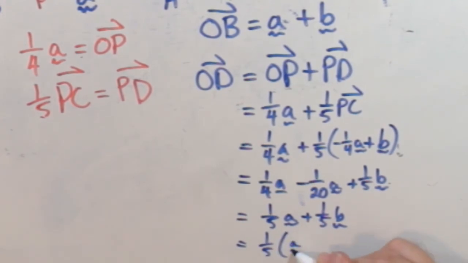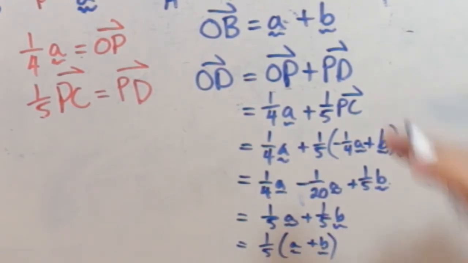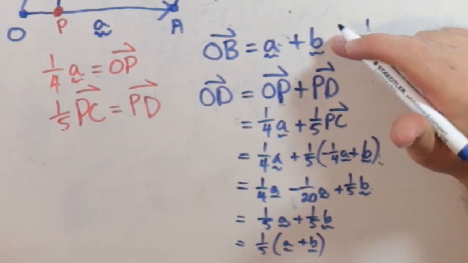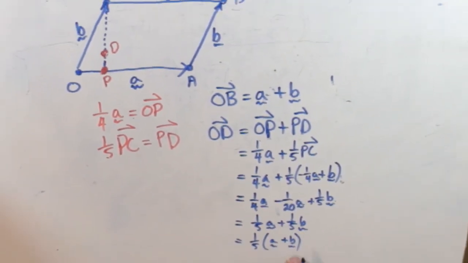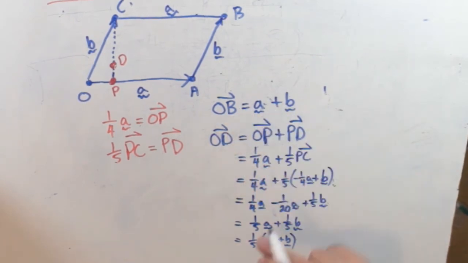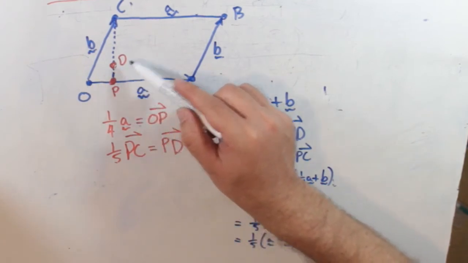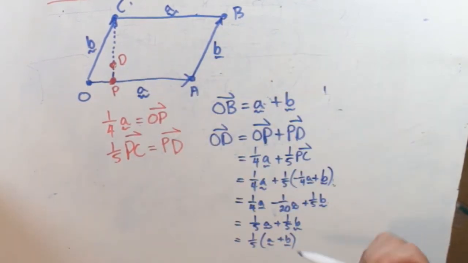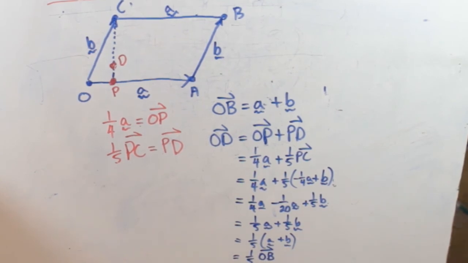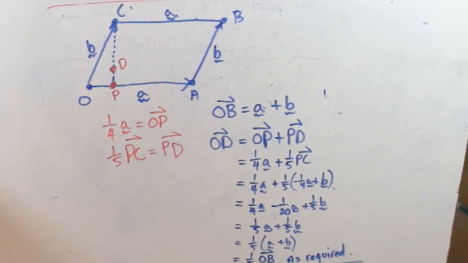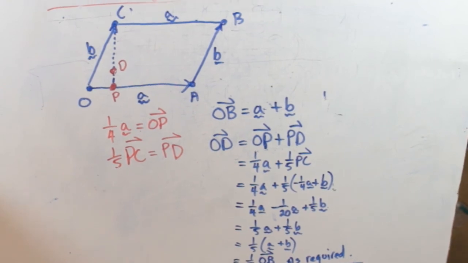Take out 1/5 as a common factor: 1/5 of (a plus b). Now a plus b is OB, and we're 1/5 of the way along. So 1/5 of OB is OD. So we've proved that OD must be on the same line as OB, therefore collinear, as required. Okay, that's it for this video.